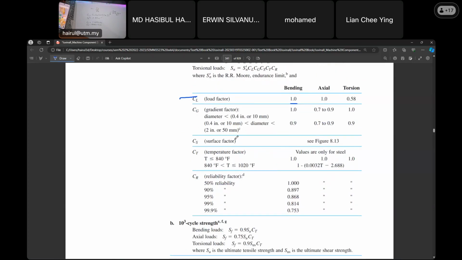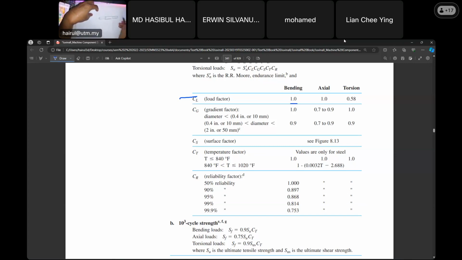CS is the surface factor. Surface factor, okay, always given, or you design the shaft. When they manufacture a shaft, normally we go for a step shaft. A shaft is not a straight plain diameter. But in the example I need to discuss with you right after this, it is a plain diameter. For the step shaft, we go for the next meeting, next week. Right, okay.